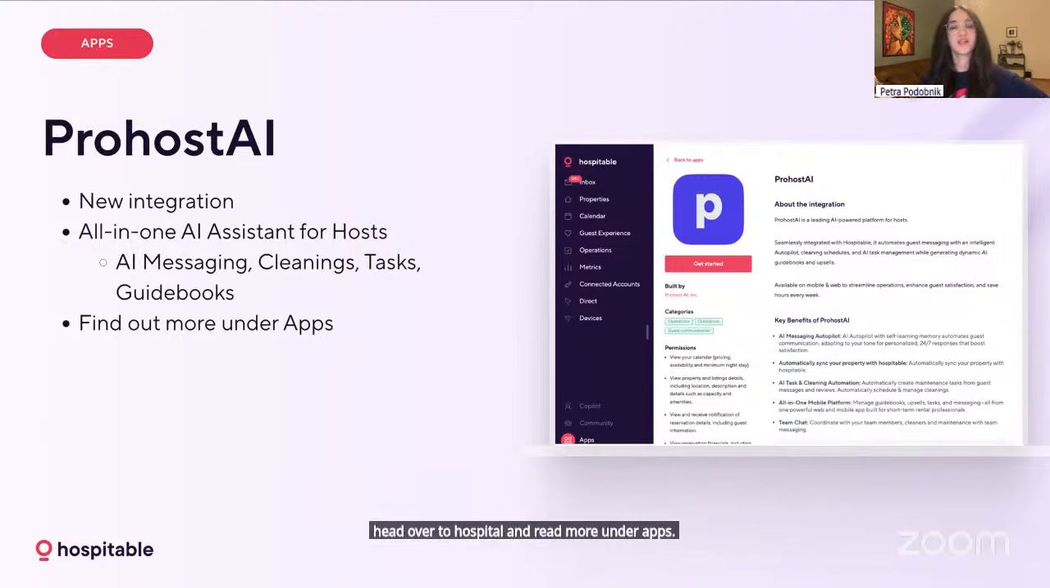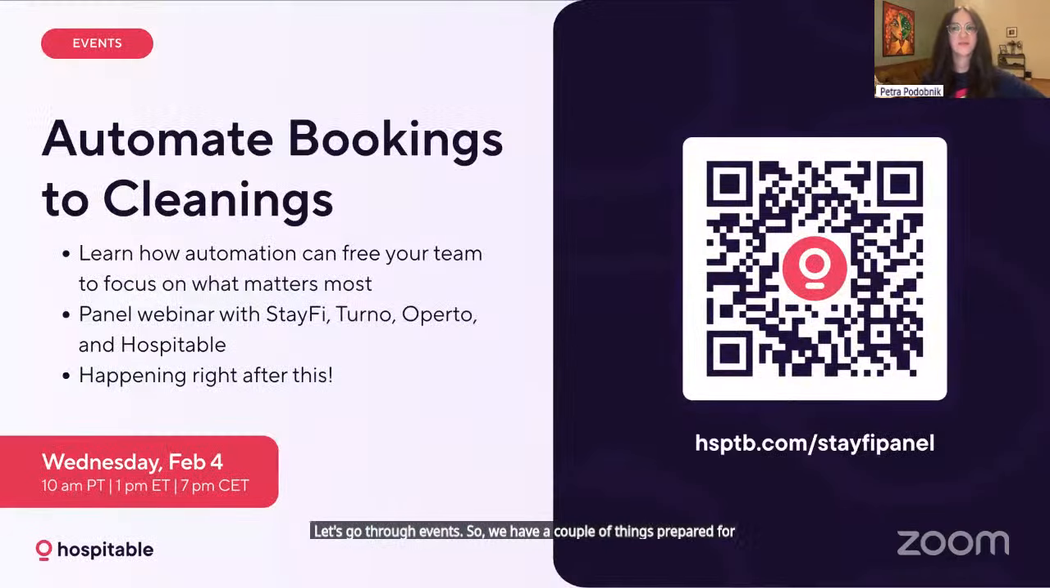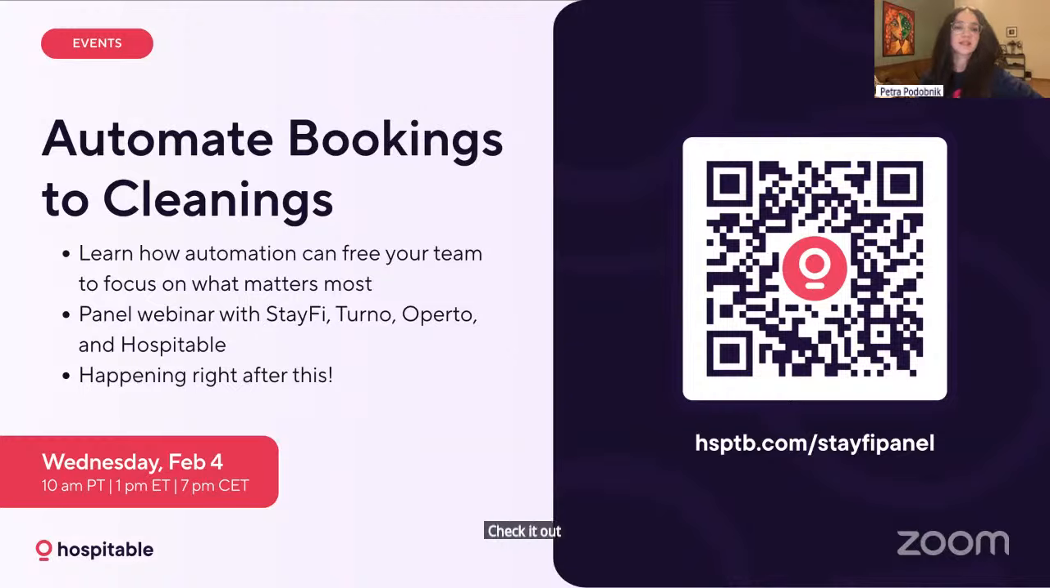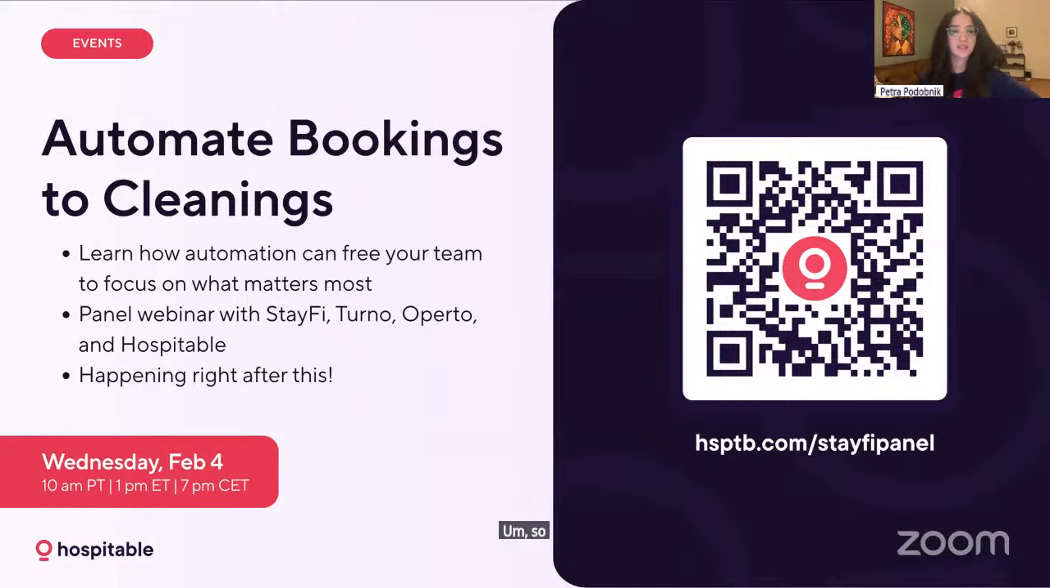Let's go through events. We have a couple of things prepared for you. One thing is straight after this webinar, so after the town hall. So if you have time, check it out. Hospitable is joining Stefai, Turno, and Operto, and they're going to talk about automating bookings and all the process so your team can focus on the things that matter the most. So it's straight after this town hall. Jump in if you have time.